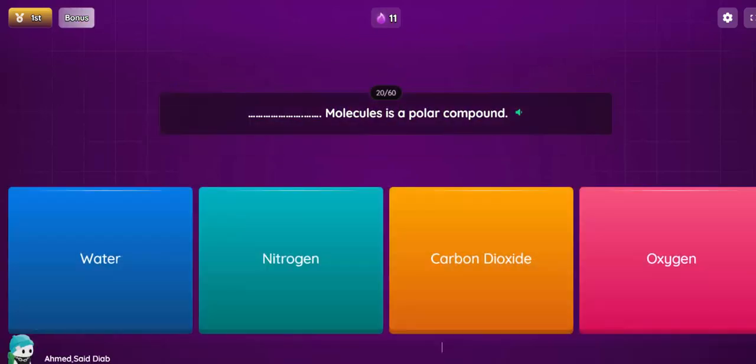Question: which of these molecules is a polar compound? Option 1: water. Option 2: nitrogen. Option 3: carbon dioxide. Option 4: oxygen.